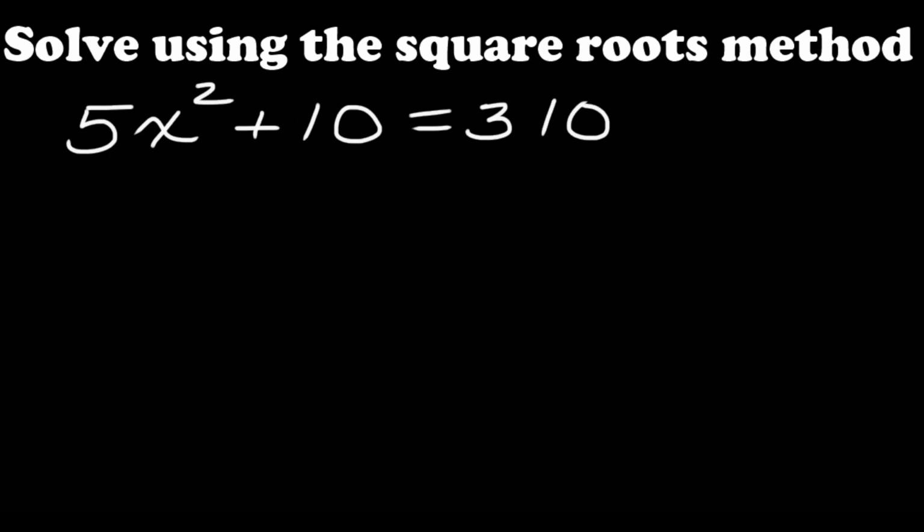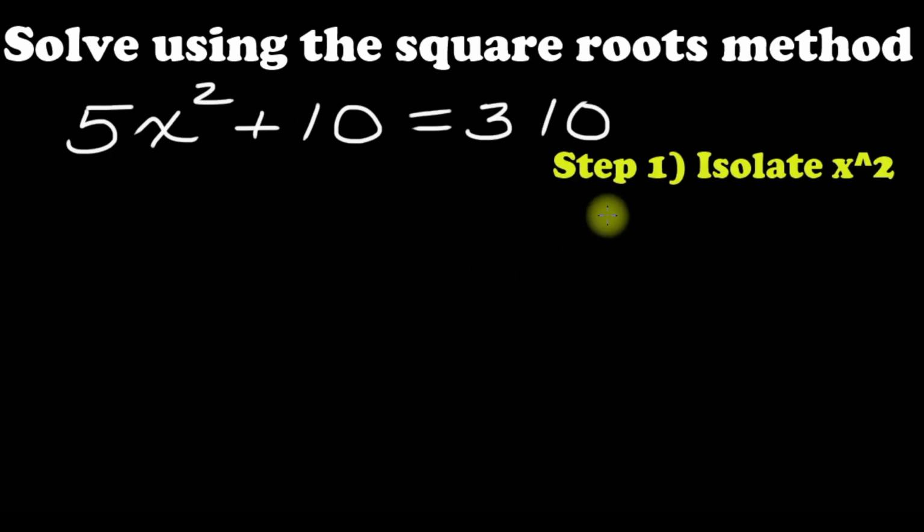Okay, so let's take a look at step 1. For step 1, we have to isolate x squared, so we have to get the x squared all by itself. That means we have to get rid of the positive 10 and then the multiply by 5. How do we get rid of the positive 10? To get rid of the positive 10, you do the opposite. The opposite of positive is negative, so you want a minus 10, and then here you want a minus 10.